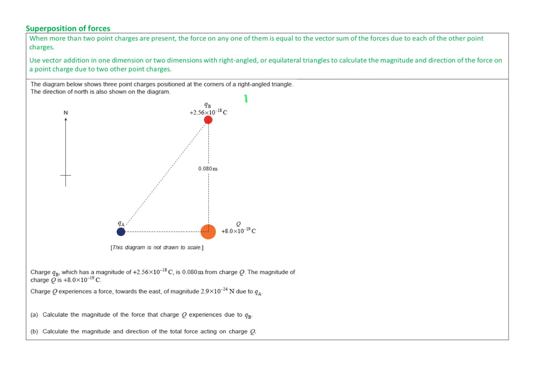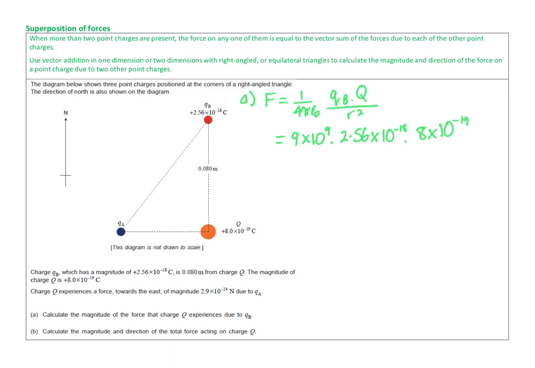So for part A, we know that the magnitude of the force is given by Coulomb's Law. QB is one of the charges, and the other charge here is Q. I just like doing the dot for the multiply. Divide by R squared. So if we substitute into that formula, we get 9 times 10 to the 9, that's off our formula sheet for that value, times 2.56 times 10 to the minus 18, times 8 times 10 to the minus 19.